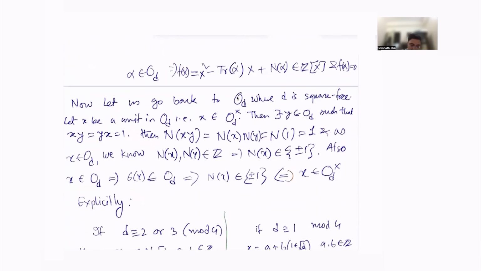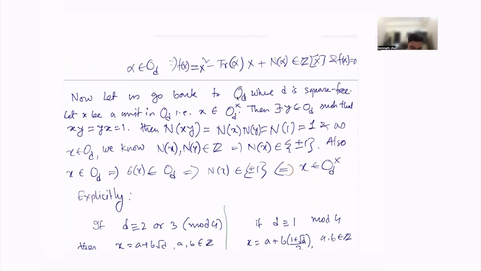So trace and norm are in Z, and so norm of x times norm of x inverse is 1, with norm x and norm of x inverse in Z. So the product of two integers is 1. So both of them have to be equal, either plus 1 or minus 1. So norm x belongs to plus or minus 1.